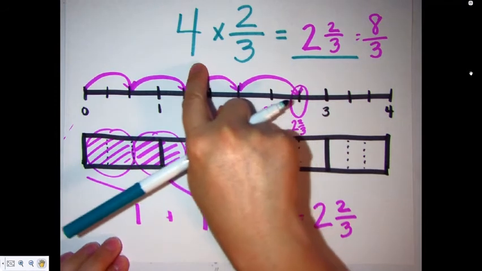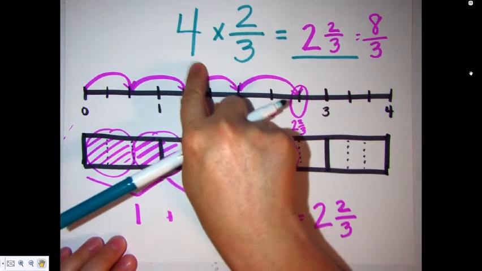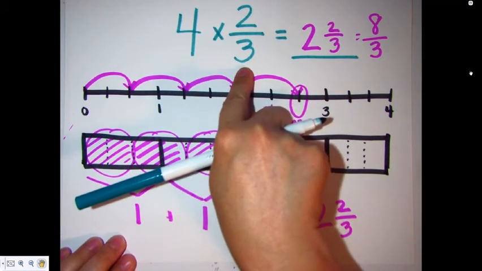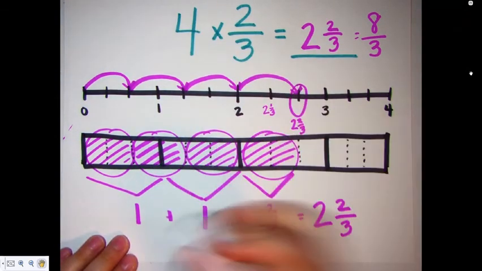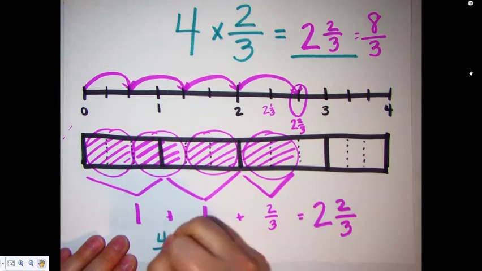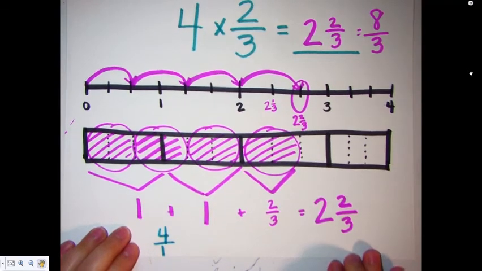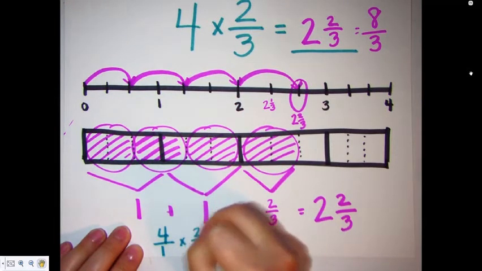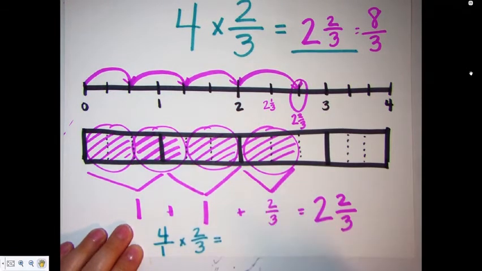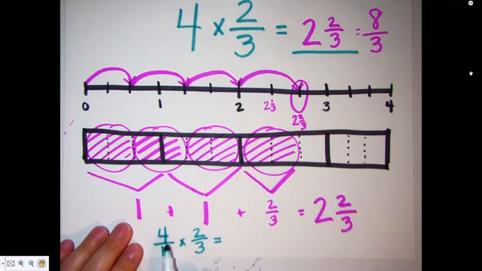I have 4 wholes. I cannot multiply a whole number times a fraction just like it is. So I'm going to have to turn this whole number into a fraction. So I have 4 over 1, which represents the same as 4 wholes, times 2/3, because it's already in a fraction.